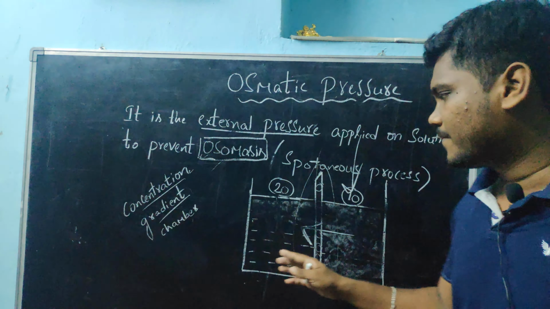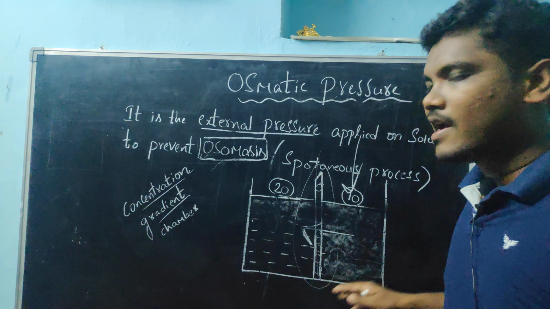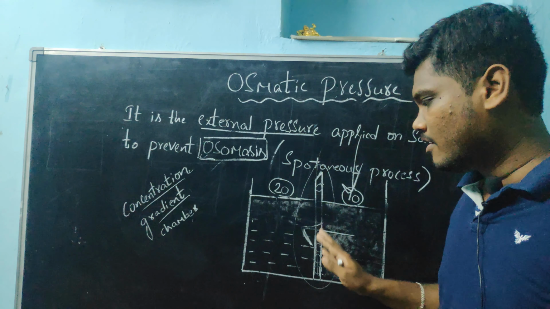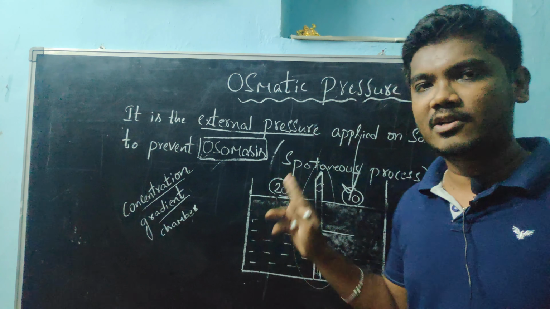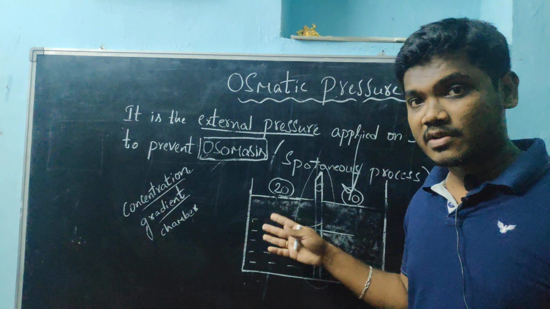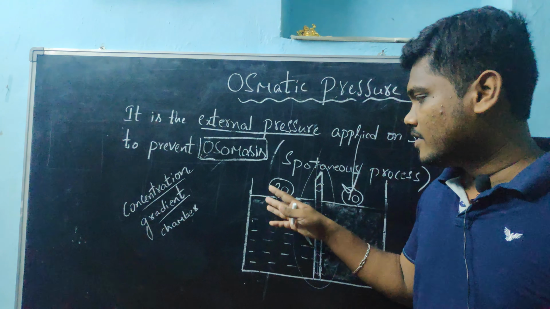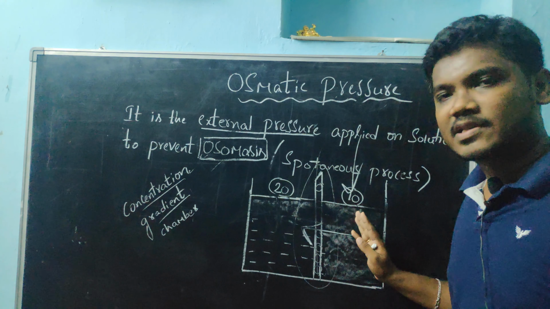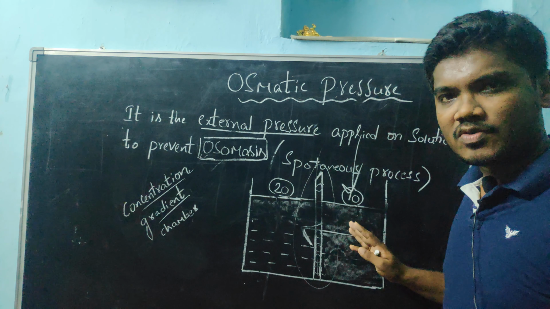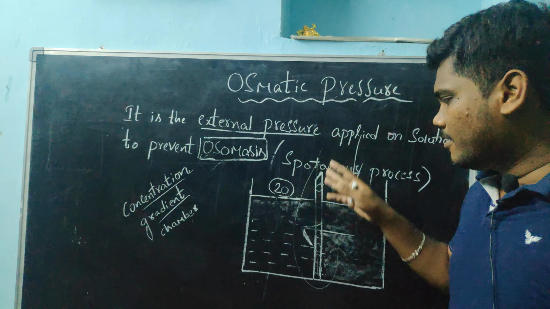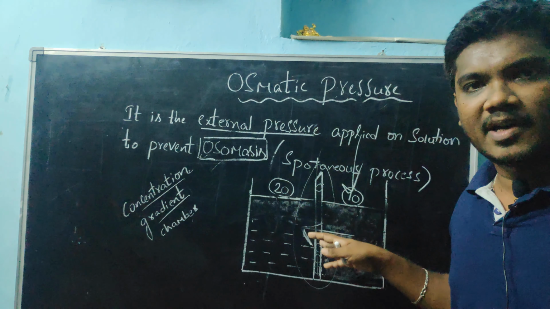Let's have an example. We have a vessel in which we have a semi-permeable membrane which divides the entire vessel into two parts. The left hand side chamber is filled with high concentration of solvent, that is, this one is diluted. The right hand side chamber consists of low concentration of solvent, that is, this is highly concentrated.